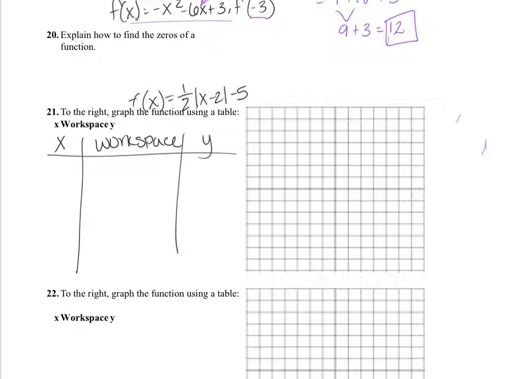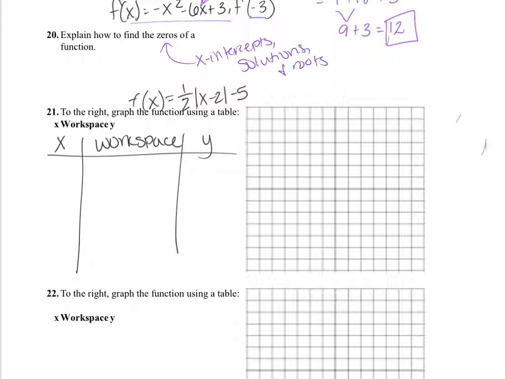To find zeros of a function: your zeros are the same thing as x-intercepts, solutions, and roots. So if you have a function, when you look at the graph, all you're doing is looking to see where it crosses the x-axis, and that'll give you the zeros of a function.